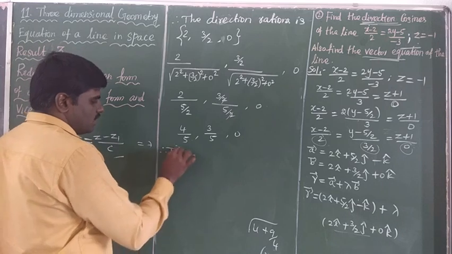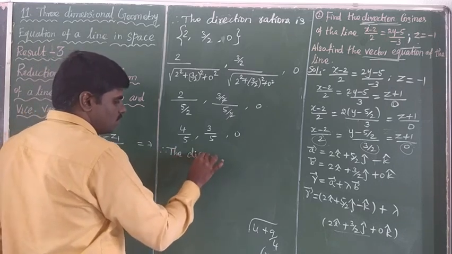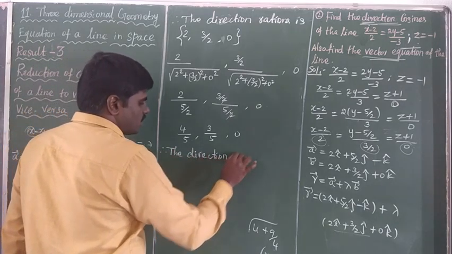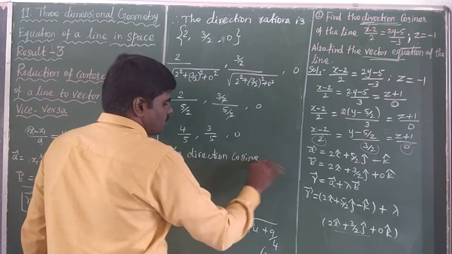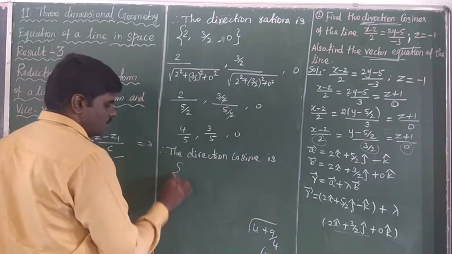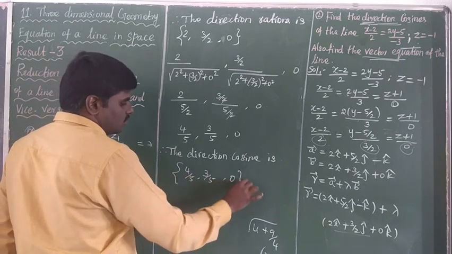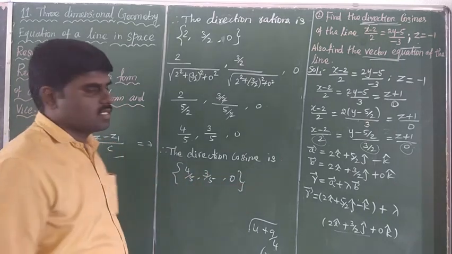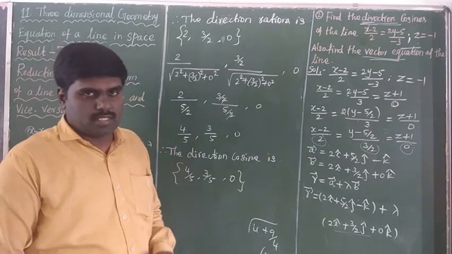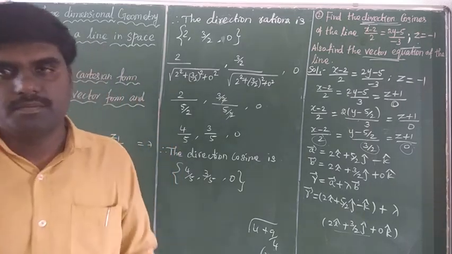What is the conclusion? The direction cosines are 4 by 5, comma, 3 by 5, comma, 0. This is the direction cosines of the given line. Is it clear? Thank you, children.